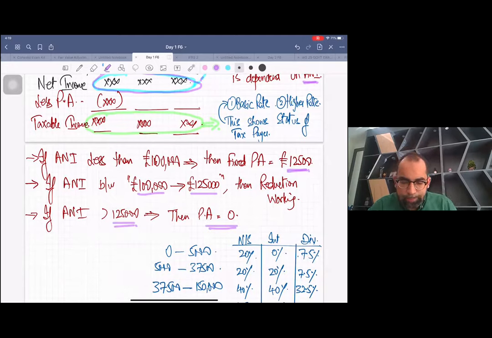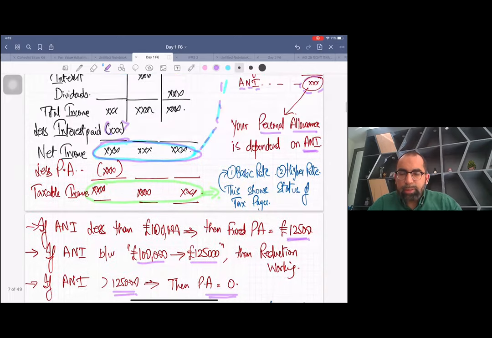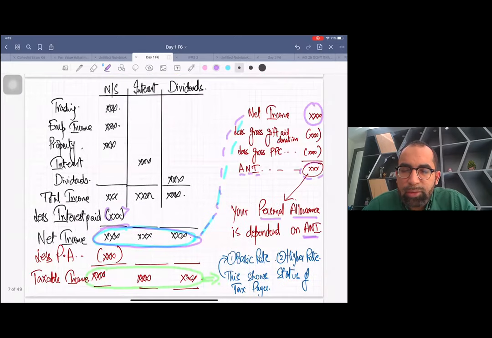So I repeat, listen, there are three columns: non-saving, interest, dividend. First of all, you'll calculate total income. Then you'll subtract qualifying interest paid, if available, and you will get net income. You will take net income to the side working, and then you will calculate ANI.